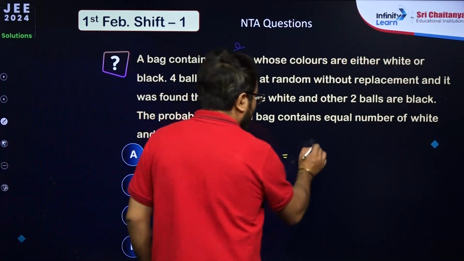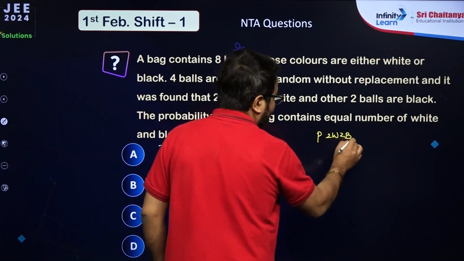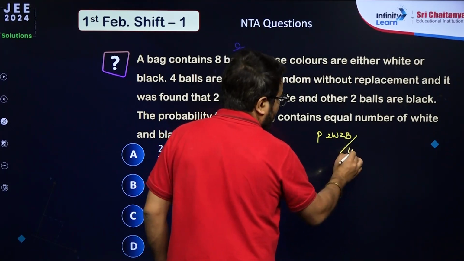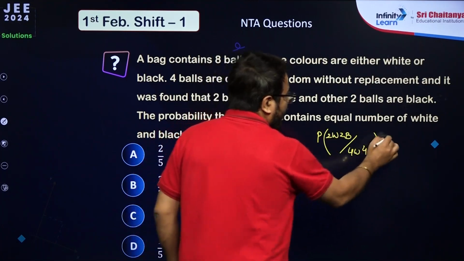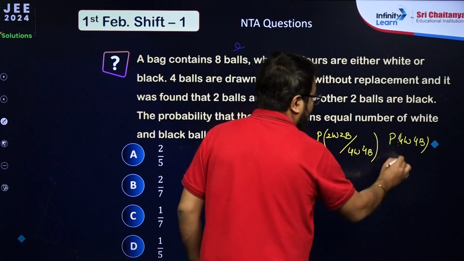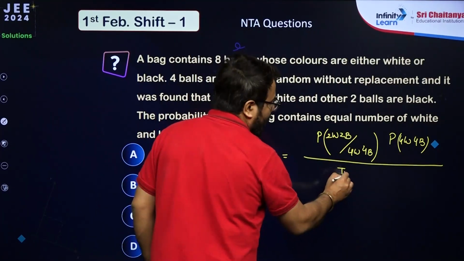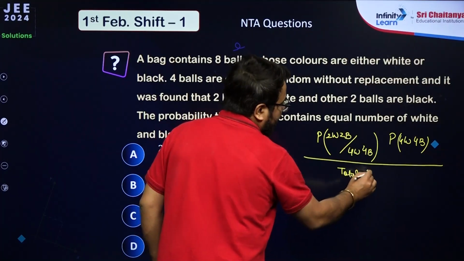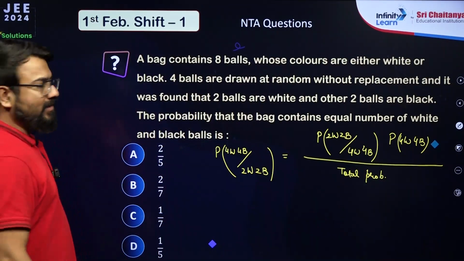So I'll write here that it will be equal to the probability of 2 white, 2 black when the bag contains 4 white and 4 black, into the probability of 4 white and 4 black. And this is divided by the total probability. Now, how to get the total probability? Let me answer you that.